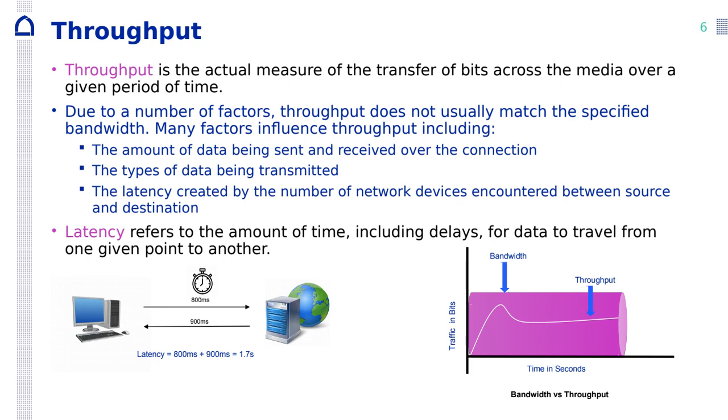Okay, what is latency? Latency refers to the amount of time, including delays, for data to travel from one given point to another. So if we ask you in the exam, what is the latency for this? The time inbound and outbound, how long it will take? 800 millisecond plus 900. And if you notice here, the bandwidth is higher than the throughput.